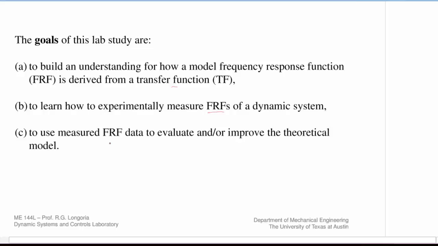And if we do measure them, we want to see if we can use that data to evaluate or to improve a theoretical model that we have in a frequency response form.